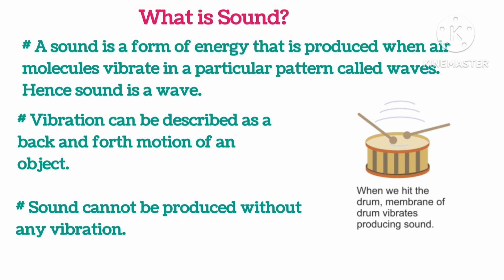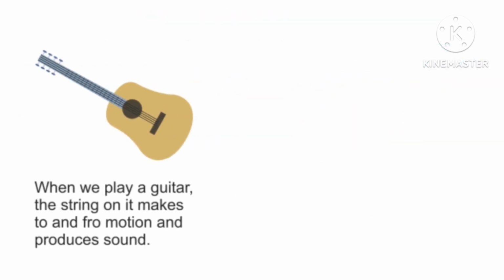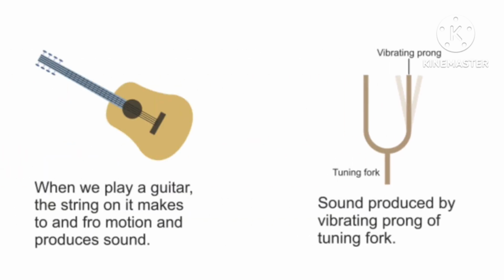When we hit the drum, the membrane of the drum vibrates, producing sound. Similarly, when we play a guitar, the string on it makes a to and fro motion and produces sound. Sound is also produced by the vibrating prongs of a tuning fork.